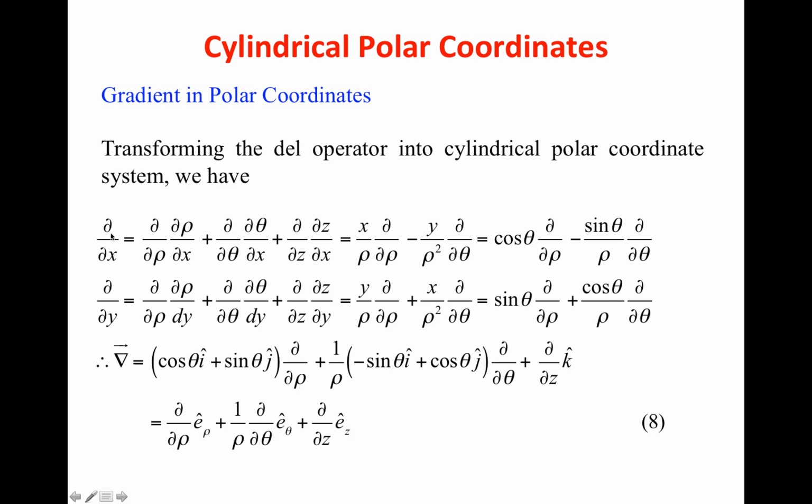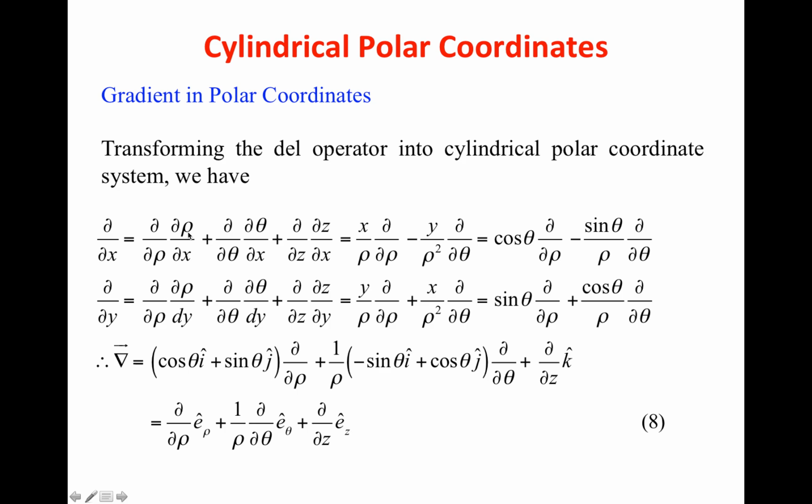So x now will depend upon your rho, theta and z. When I take the rate of change with respect to x, applying the chain rule in your partial derivatives, you will get the rate of change with respect to the coordinate rho into the rate of change of the coordinate rho with respect to x, and similarly with respect to theta and with respect to z.